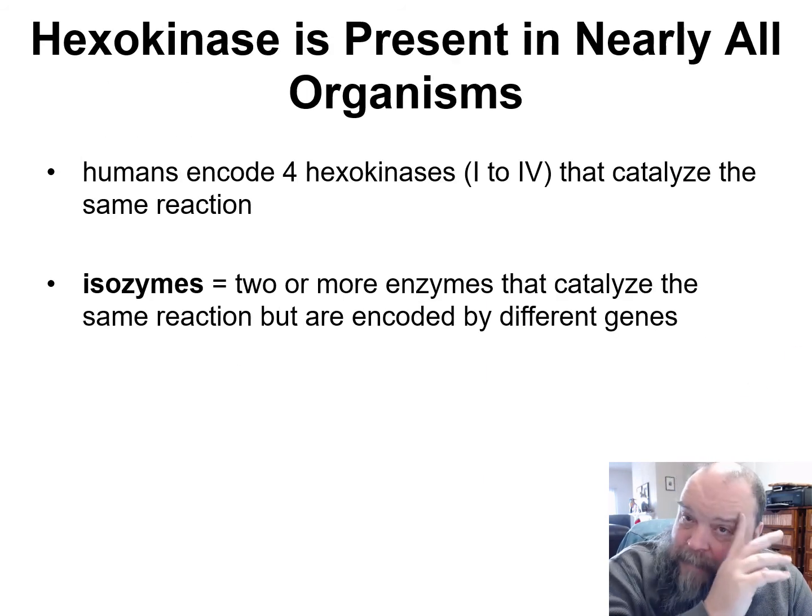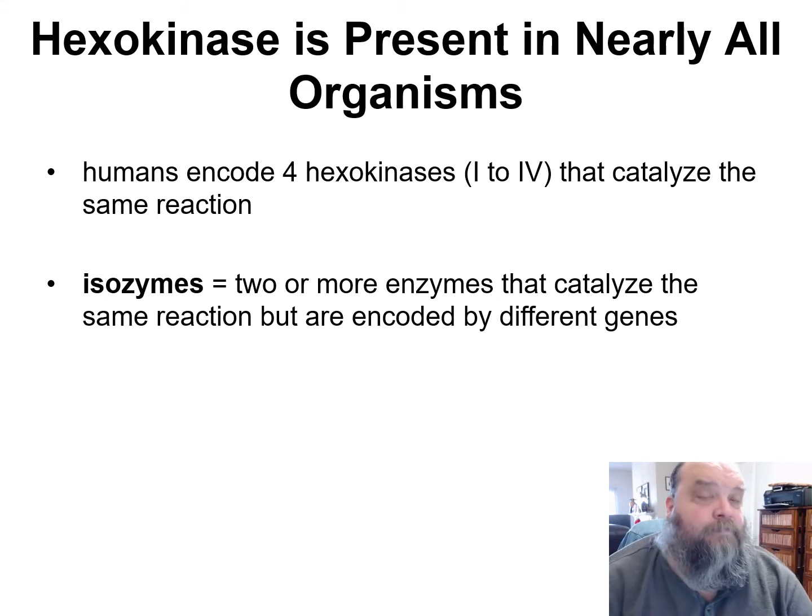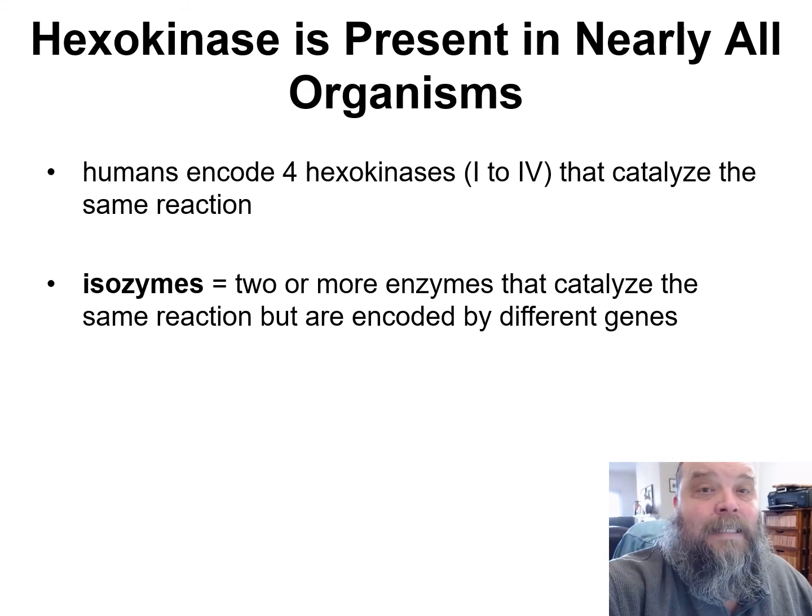Turns out we have lots of different hexokinases in us. Okay, we have 4 different ones. Hexokinase 1, 2, 3, and 4. They're numbered via Roman numerals. These are what are known as isozymes. Different genes, different enzymes that all do the same thing. For some reason, evolution seemed to decide we needed this.